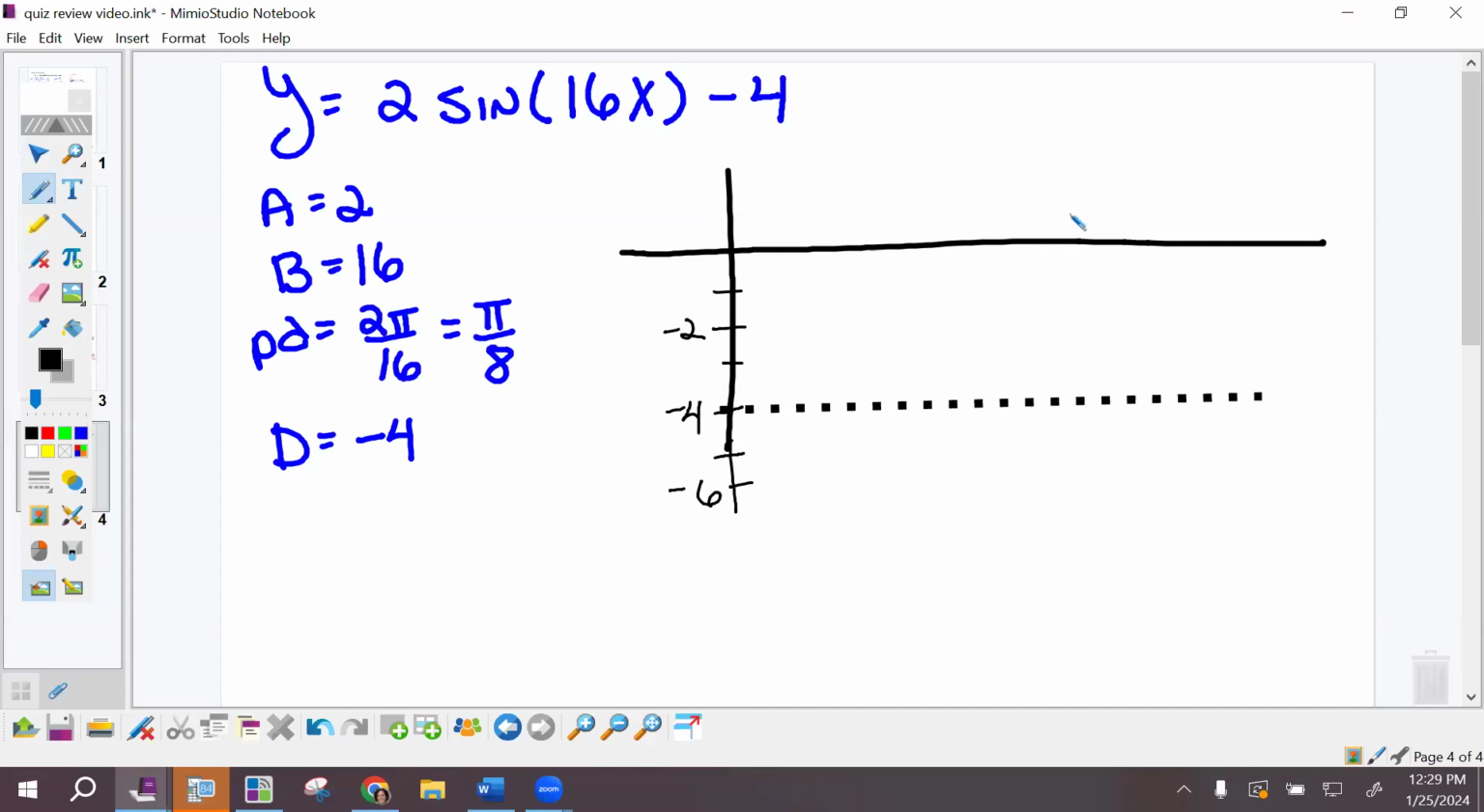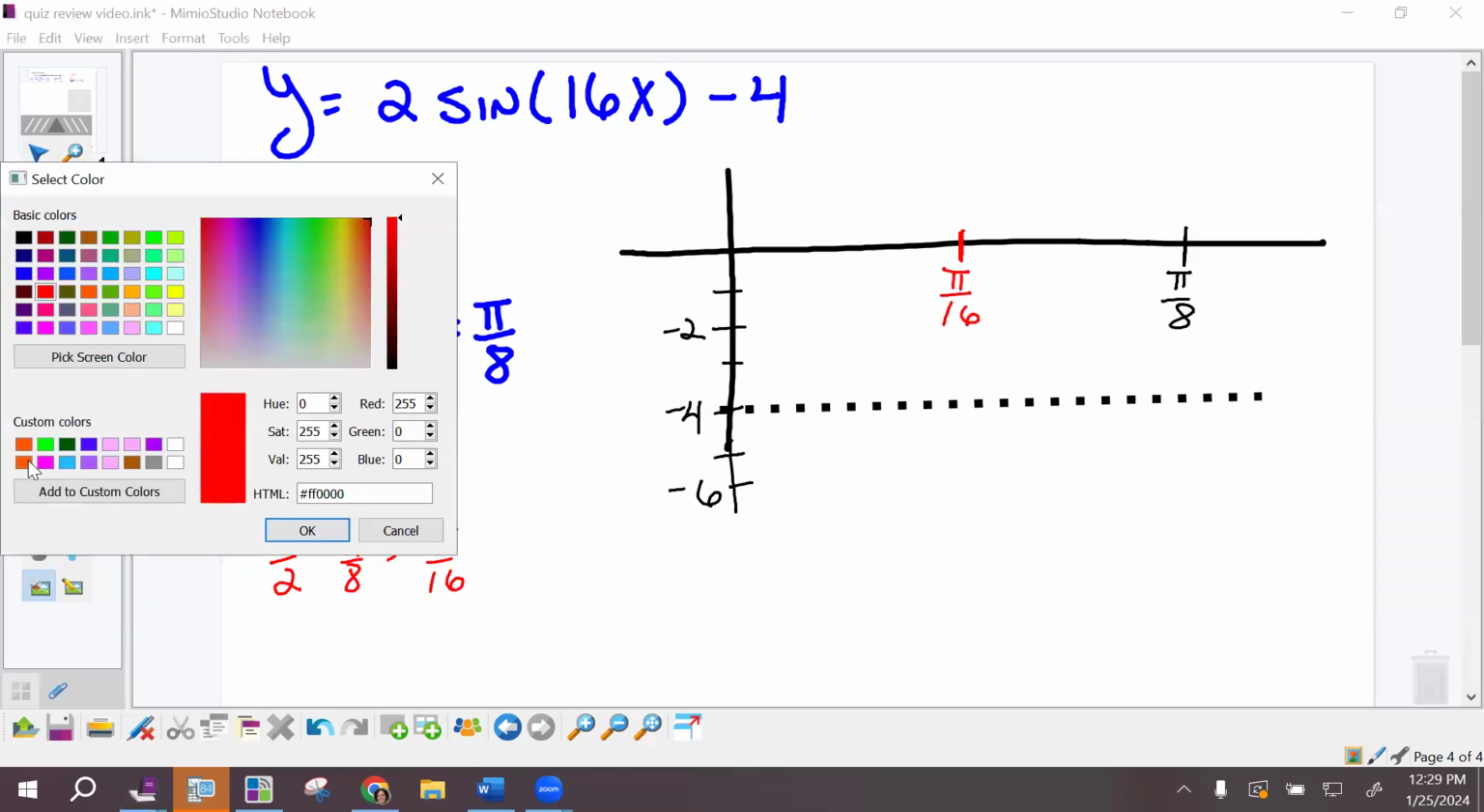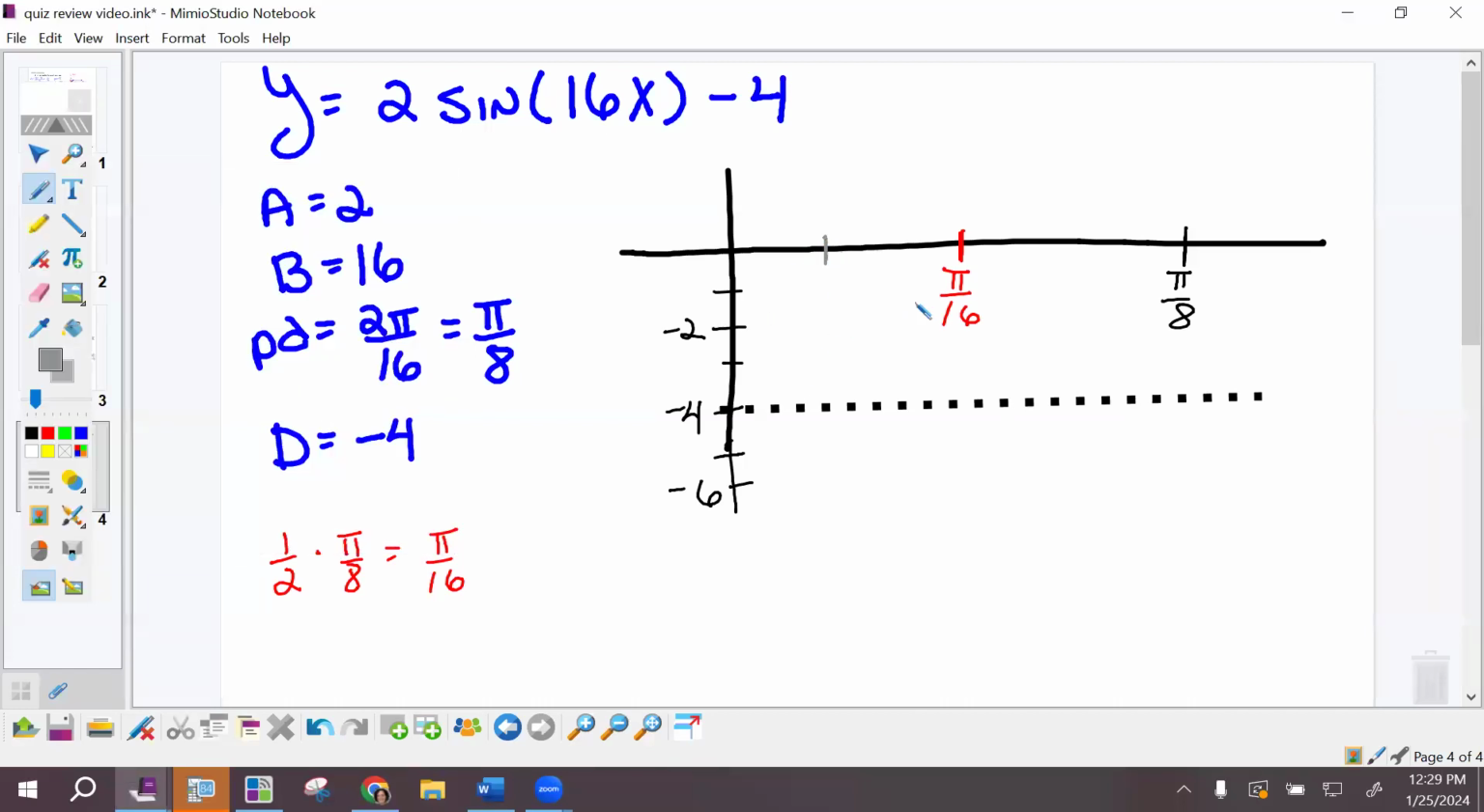With a period change of pi over 8, I'm going to make pi over 8 the ending value on my x-axis. Then I have to go halfway because I need 5 equally spaced points. So half of pi over 8 is pi over 16. Then I have to have another halfway point. I need halfway here. So I'm going to do half of pi over 16, which is pi over 32.